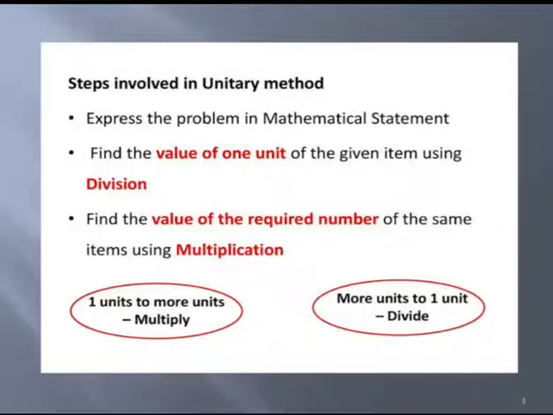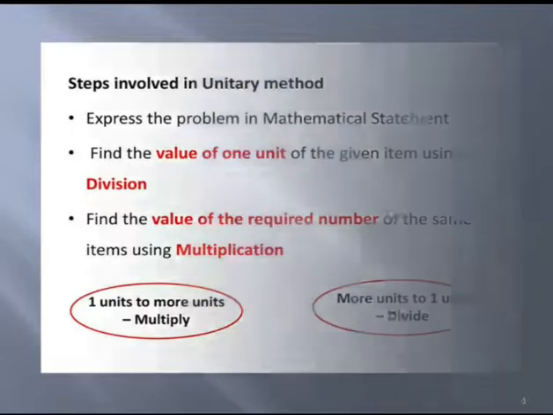Find the value of 1 unit of the given item using division, and then find the value of the required number of the same item using multiplication. So in general, when you move from 1 unit to more units, you have to use the operation multiplication, and when you have to find from more units to 1 unit, then you have to use the operation division.